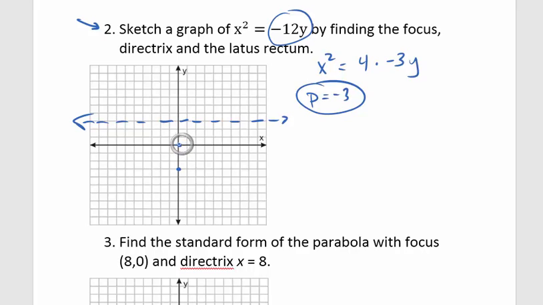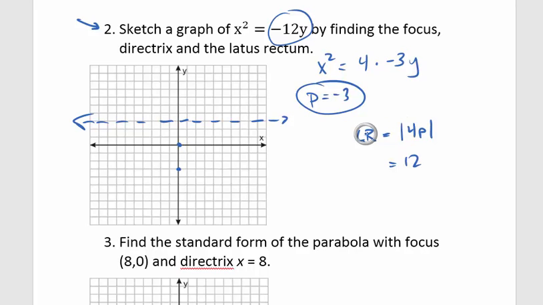So I know my parabola is starting at the vertex. I know it's opening down. The only thing left to find is how wide this parabola is going to be, and so that's the latus rectum. And so the latus rectum here is, remember, the absolute value of 4p. So in this case, if I take p as negative 3, 4 times p is going to give me negative 12. I take the absolute value of that. It's going to be positive 12.